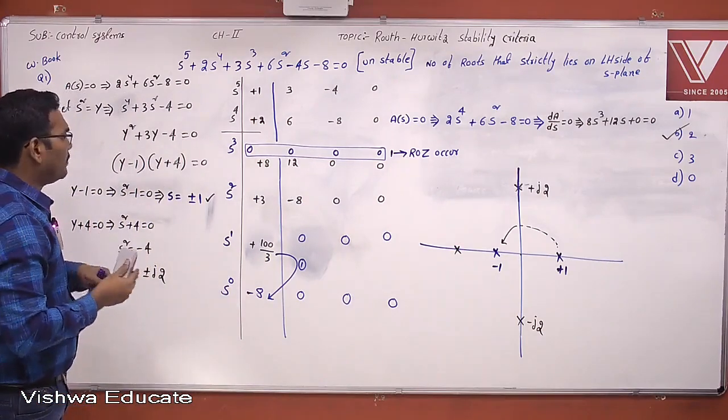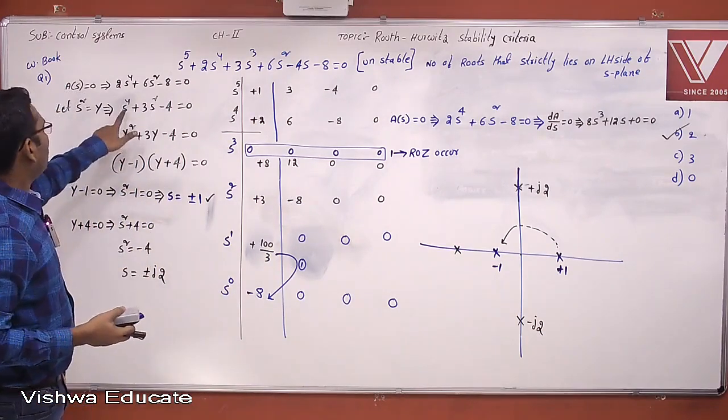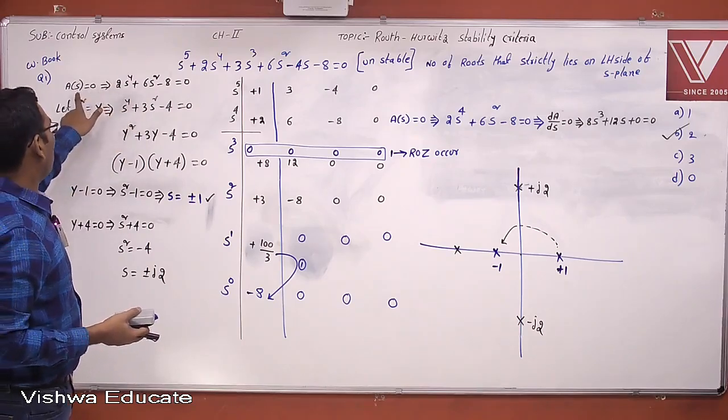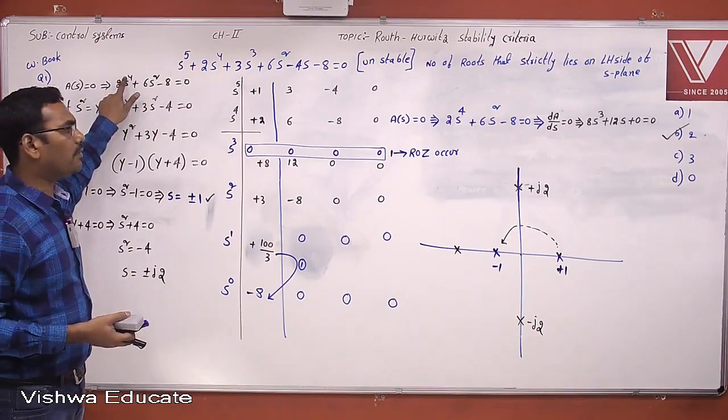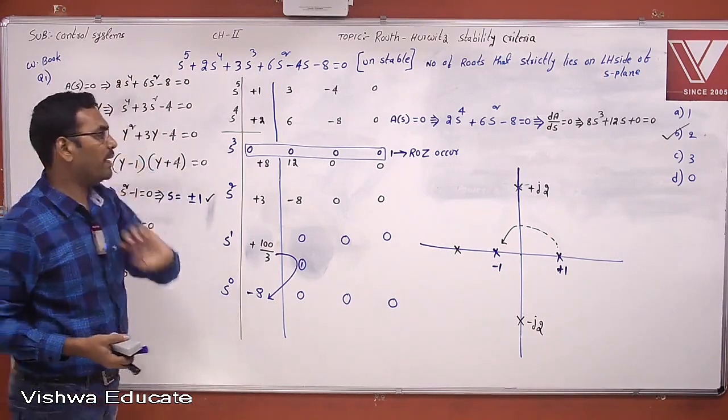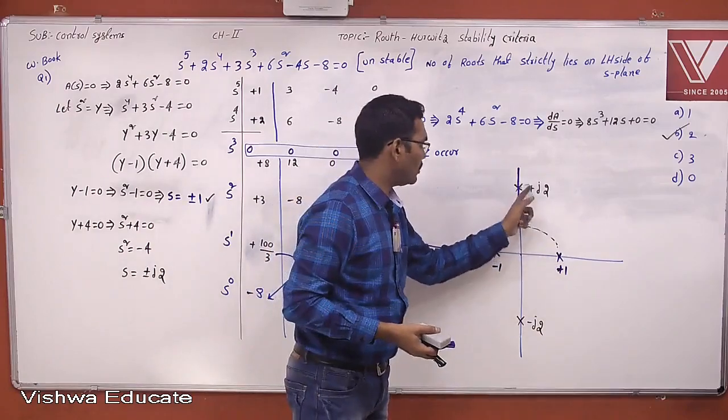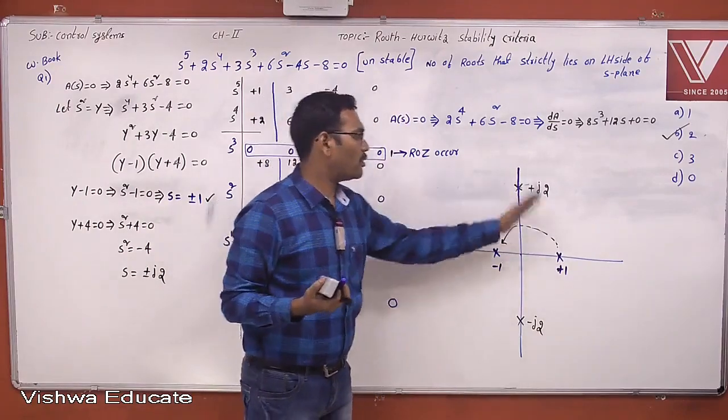Now you see here, the auxiliary equation power is 4. What is the meaning of that? Auxiliary equation power 4 means 4 symmetrical poles. 1, 2, 3, 4. Matching. There are 4 symmetrical poles.